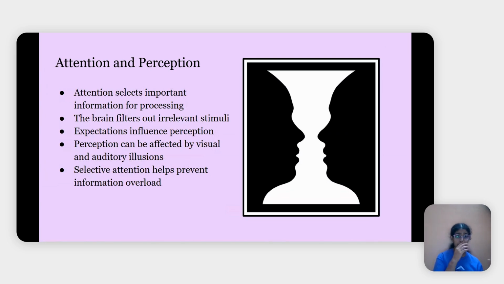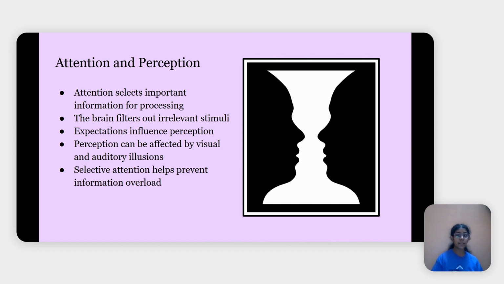After the sensory process, we go into perception, and perception is deeply rooted in what we pay attention to. So attention is basically the process of selecting important information for processing. Within the information that is being sensed, the brain then, based on our attention, selects what part of the information we will be processing and in what order. The brain will filter out all irrelevant stimuli to allow it to hone in on that specific thing. And expectations then go on to influence that perception.